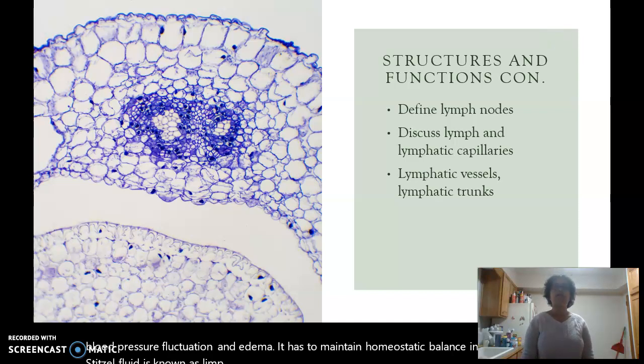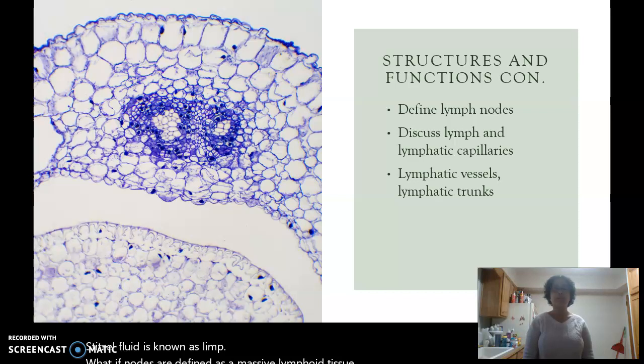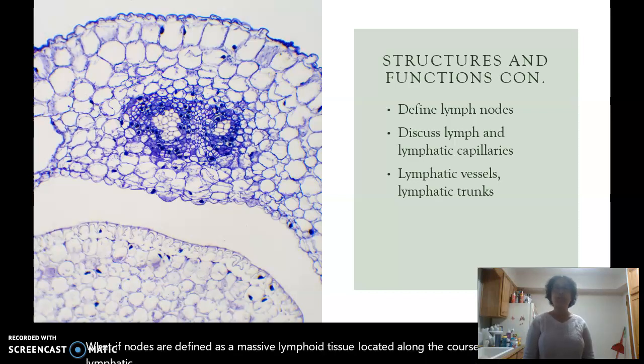Lymph nodes are defined as a mass of lymphoid tissue located along the course of the lymphatic vessel. They have B cells and T cells. This provides protection against cancer and toxins. When the immune response doesn't function properly, the following can happen: cancer, autoimmune diseases, allergies, and persistent infection.